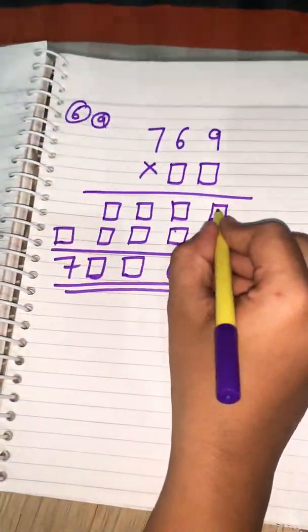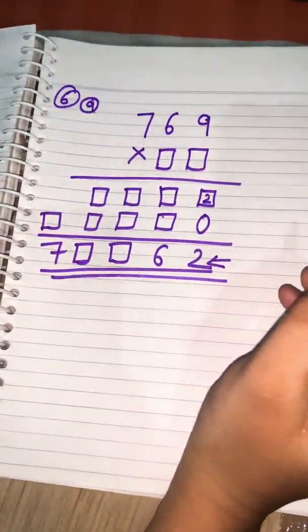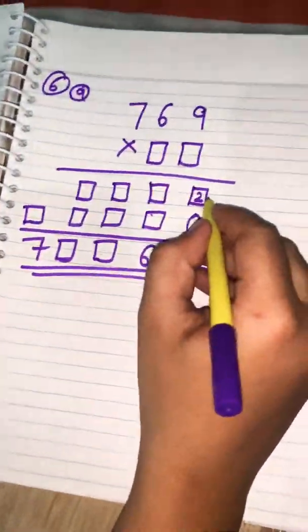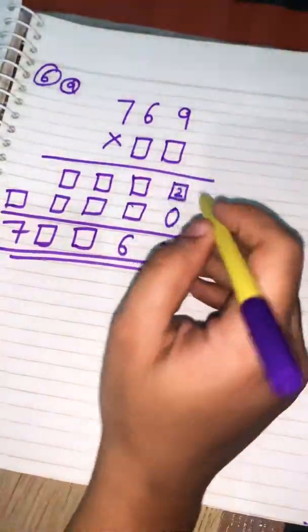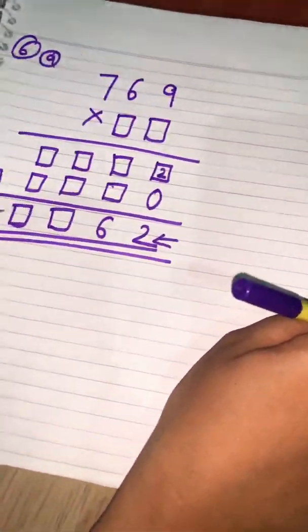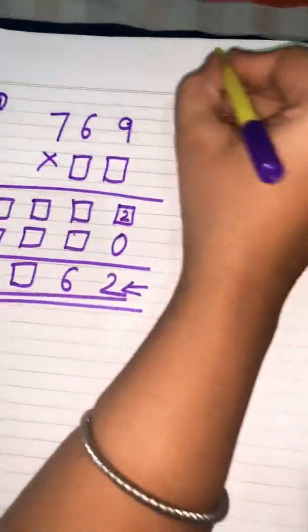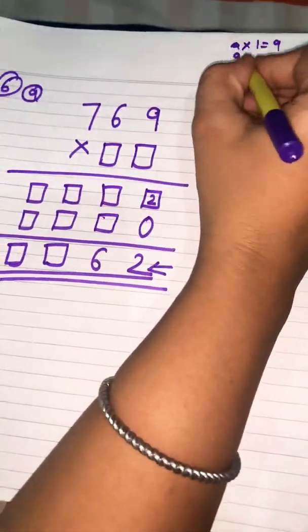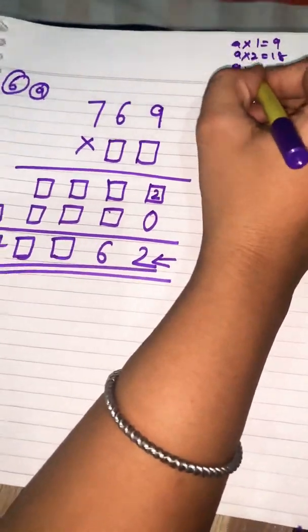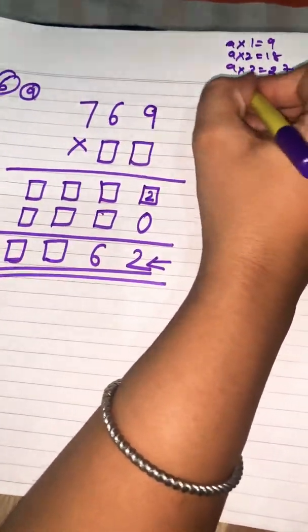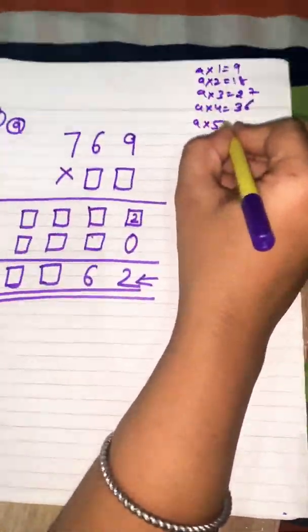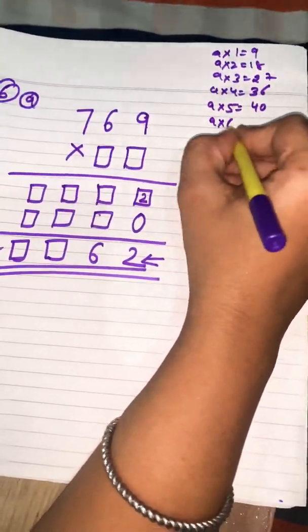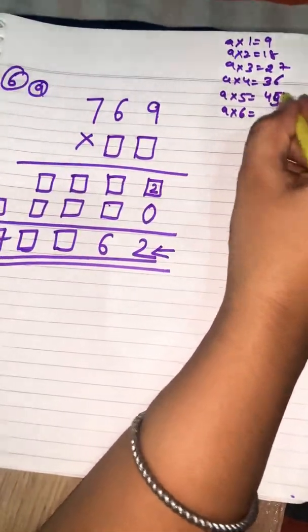So here is 2. Now we have to find out how we got this 2 here, that is, what should be the multiplier of 9 so that we get 2 here. We all know the table of 9. 9 into 1, 9. 9 into 2, 18. 9 into 3, 27. 9 into 4, 36. We don't have 2 in the last, so we have to continue. 9 into 5, 45.